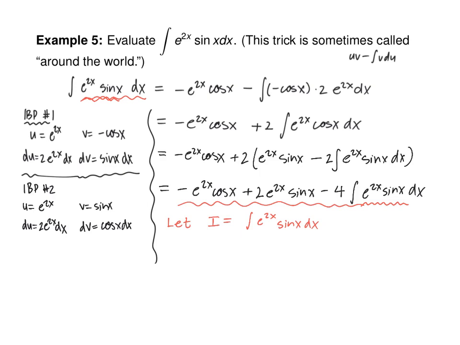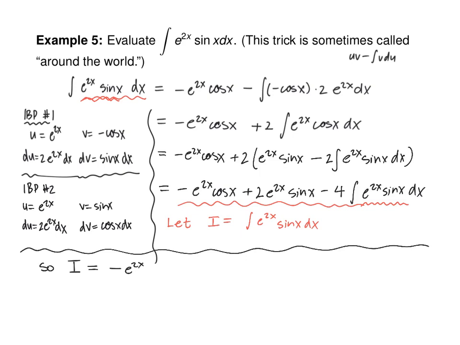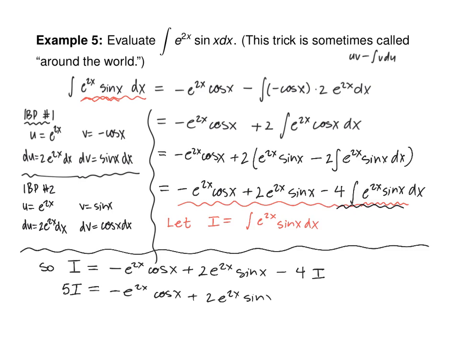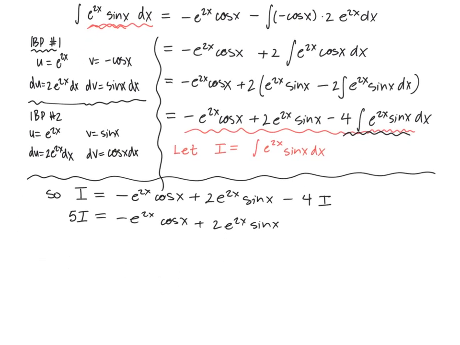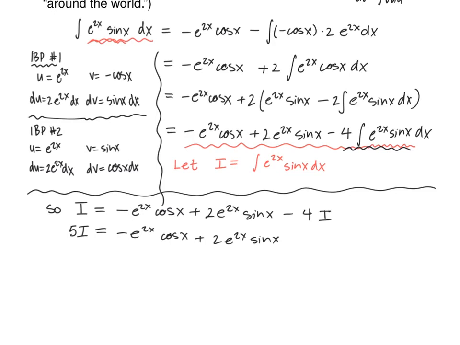So now what I have, I equals negative e to the 2x cosine x plus 2 e to the 2x sine x minus 4I. And as weird as this is, you can add this integral to the original one, and you get 5 integrals equals negative e to the 2x cosine x plus 2 e to the 2x sine x.